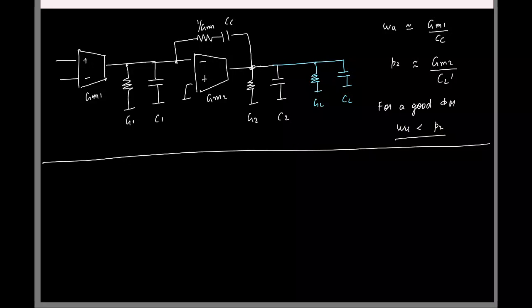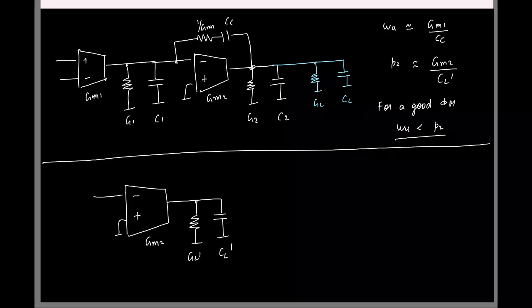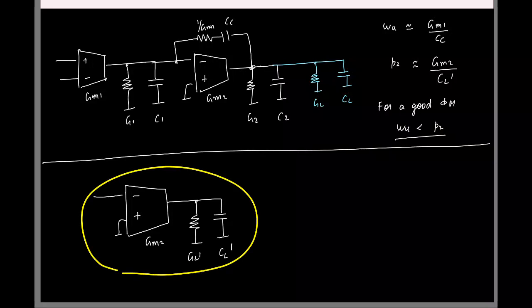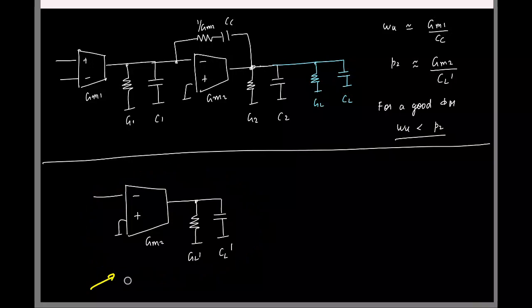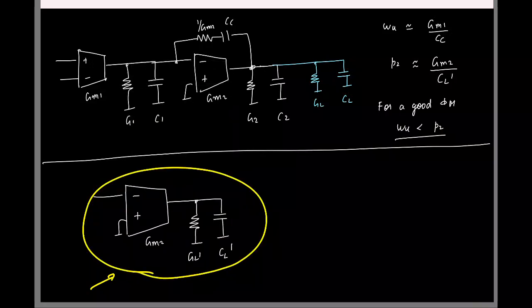Now let us say I take only the second stage here. So let me draw the second stage alone. I have Gm2. I have at the output GL prime and CL prime. Okay. Now let us say if I consider only this stage, what will be the omega u for this? Only this guy, what do you think will be the omega u?